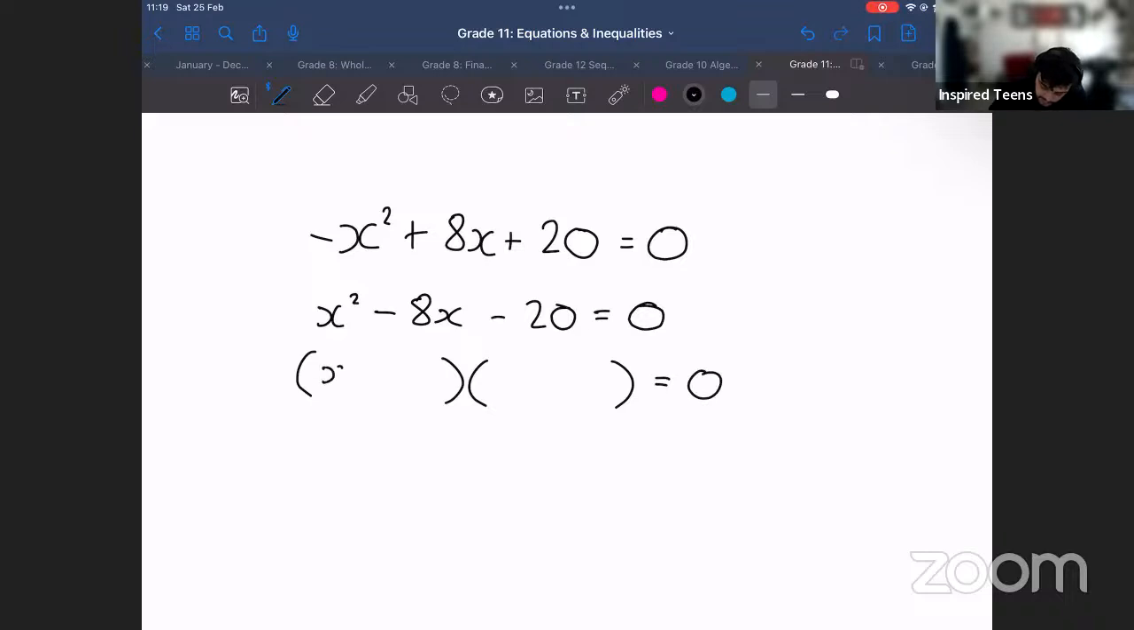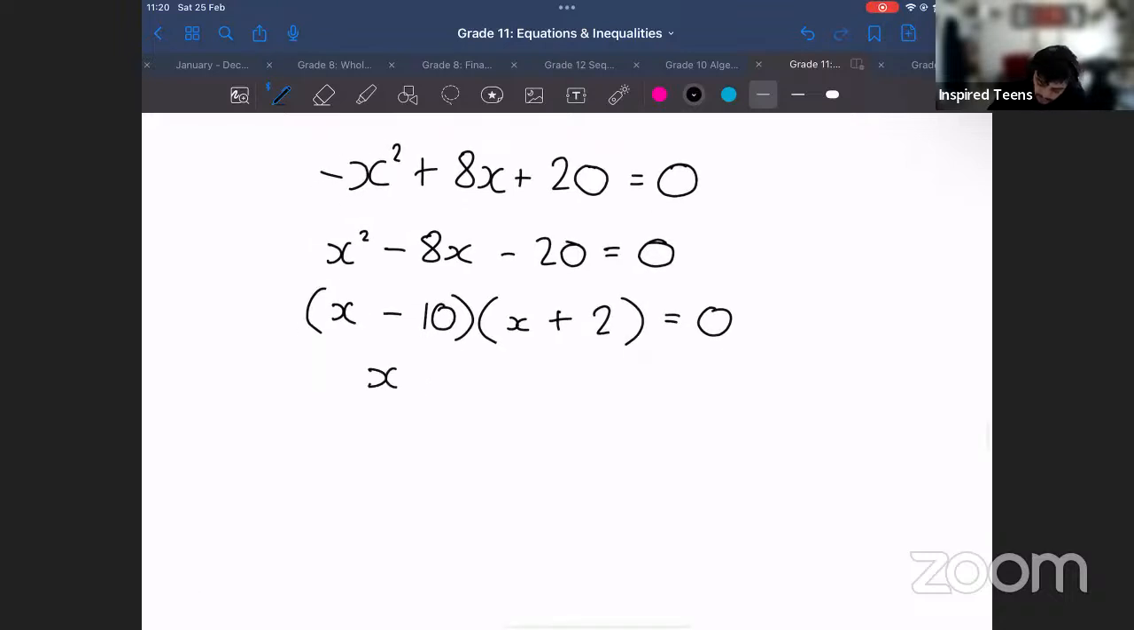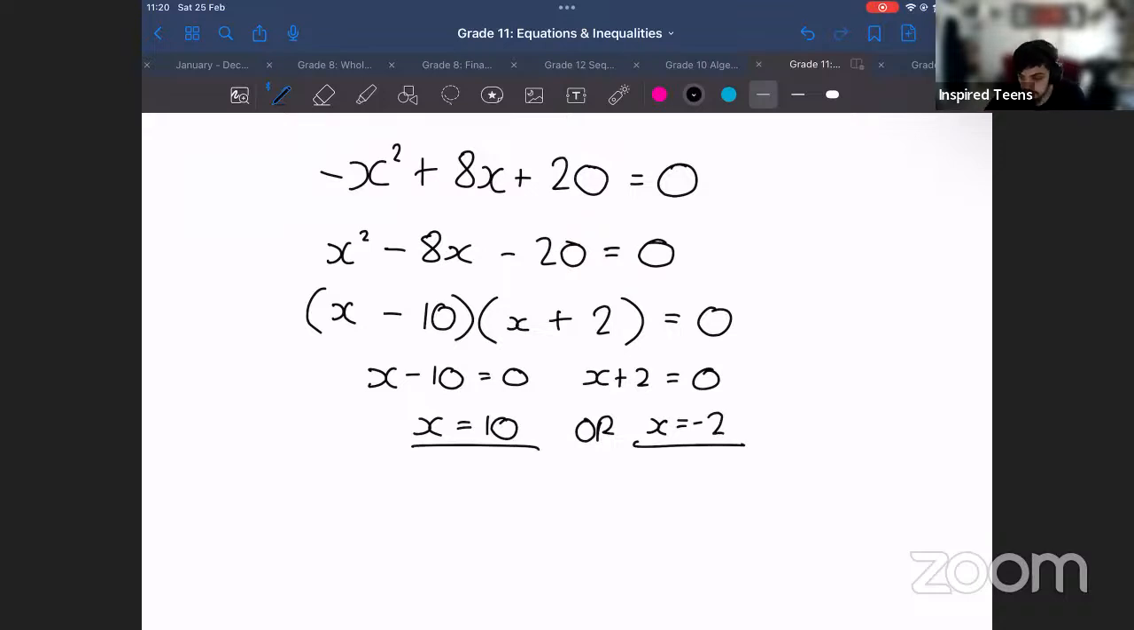Okay, factors of x squared are x and x, minus gives us a minus and a plus. Factors of 20 are 1 and 20, 2 and 10, 4 and 5. Okay, I need to get -8, so I'm going to choose -10 and +2, and that's perfect. Then when I solve, I say x minus 10 is equal to 0, or x plus 2 is equal to 0, so x is equal to 10, or x is equal to -2. That is factorization.